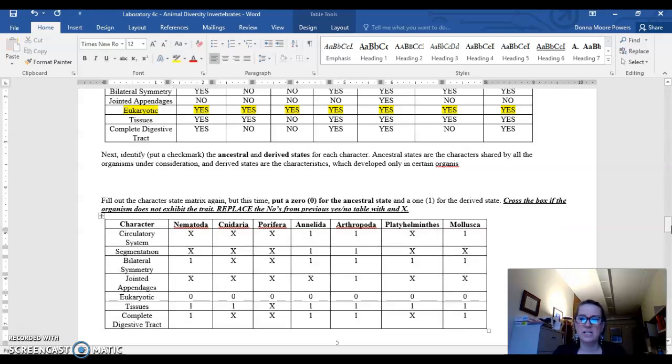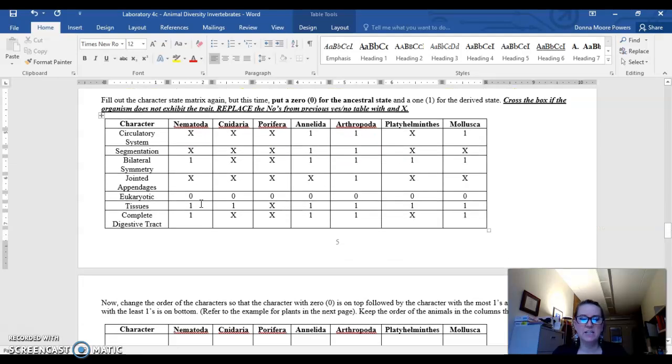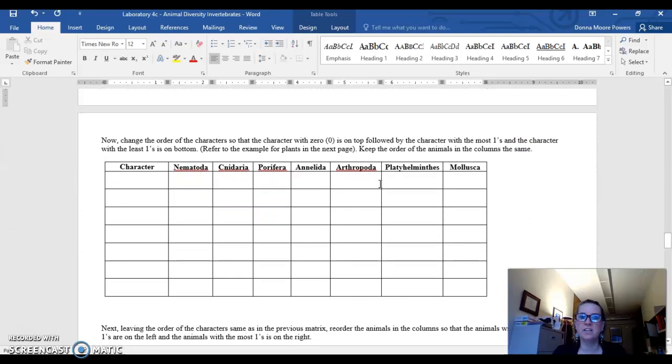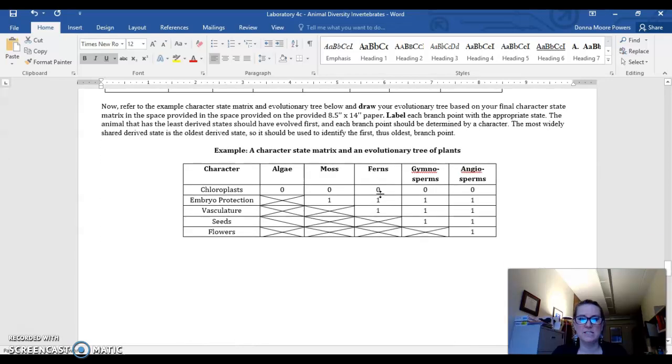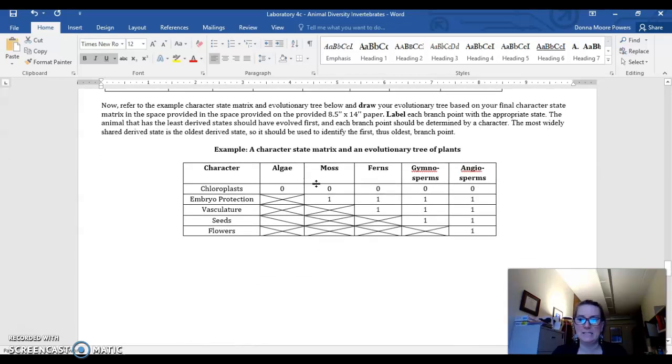Okay. Now taking this, now it's going to ask you to rearrange some things. I think you can handle this part. But it says now change the order of the characters, so the character with the zero is on top, followed by the character with the most ones, and then the character with the least ones is on bottom. So it says refer to the example for plants on the next page. So if we scroll down, we're going to see something like this. Okay, so you're going to have something that looks like that.